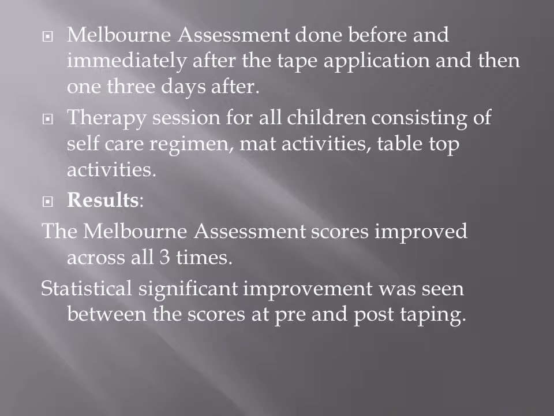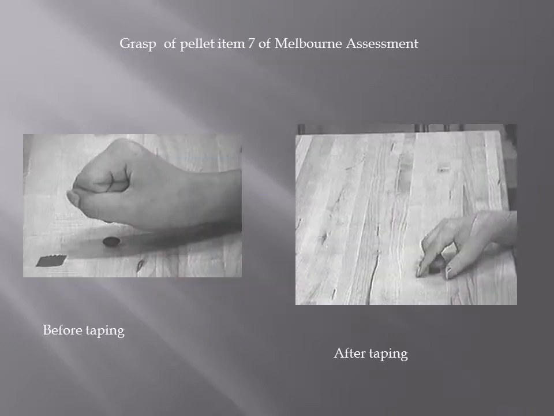Melbourne assessment was done before and immediately after the tape application, and then there was one done 3 days after. During this time, therapy session was given to the children, which consisted of self-care regimen, mat activities, and tabletop activities. The results were very significant for the Melbourne assessment scores, which improved across all 3 times. That is, the post was better than the pre, and the one 3 days after was better than the pre and immediately after. And there was statistical significant improvement seen between the scores at pre and post taping.